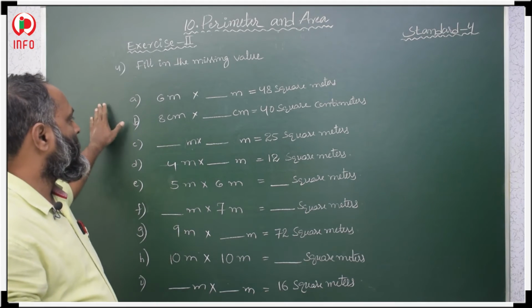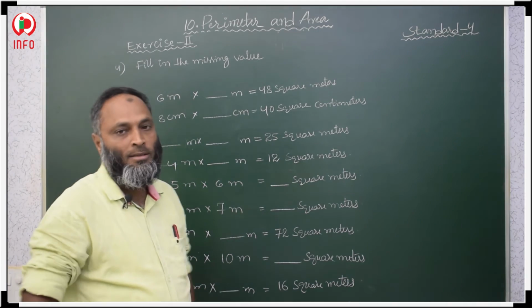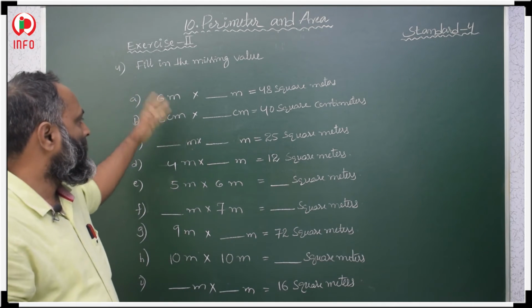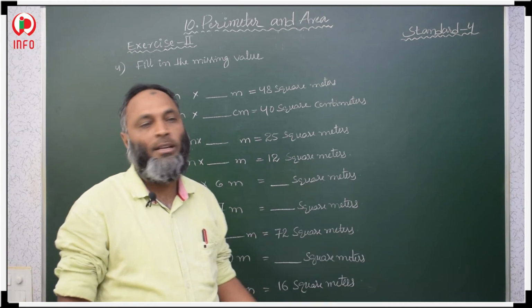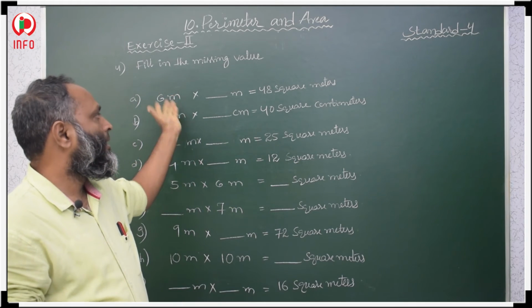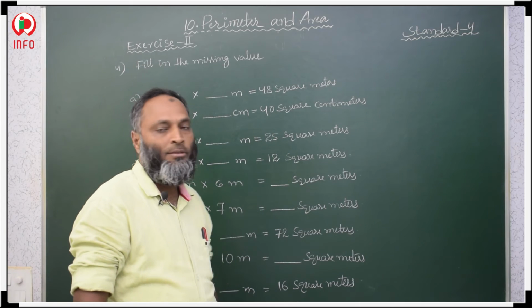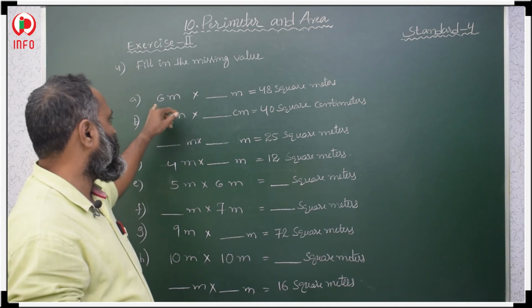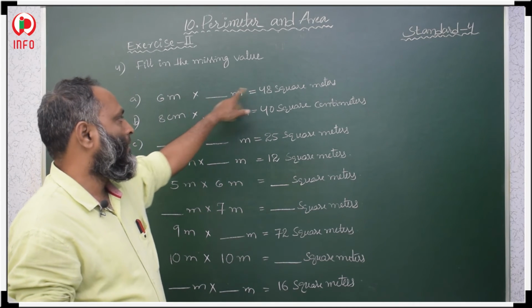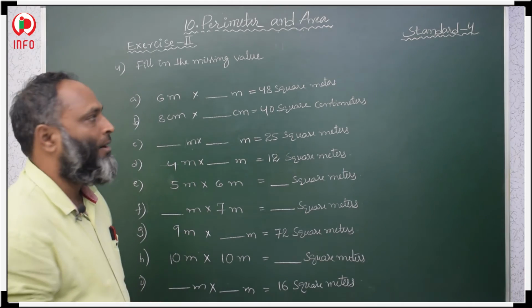Now see students, we have to fill in these blanks. In some cases he has given meters, we have to find length. In some cases we should find the breadth. In some cases we should find the area. So here in the first question, length is given, breadth is not given and area is given. Then how to find breadth?